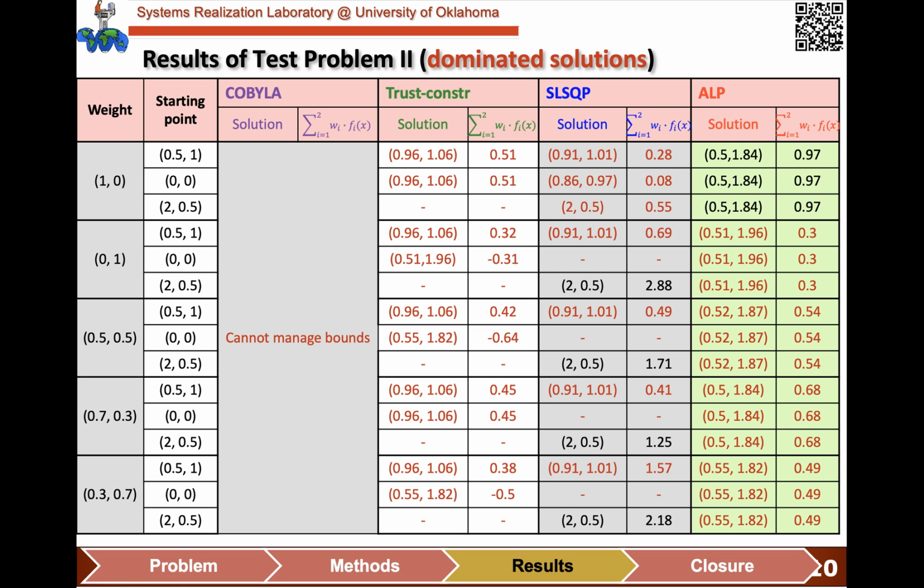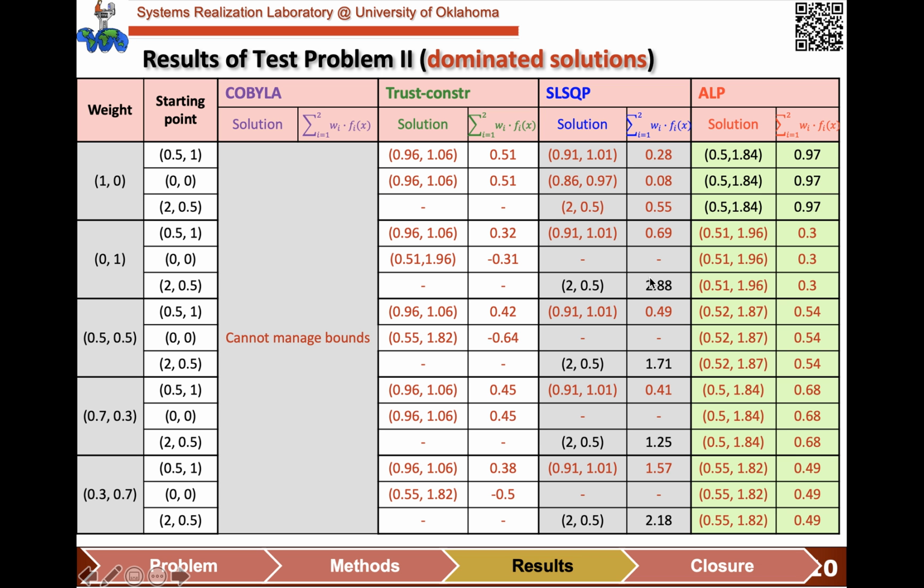Implementing the problem, we see in the results that COBYLA cannot manage bounds for a non-convex problem. And trust-constr and SLSQP sometimes cannot return a feasible solution for the ones with a hyphen in them. Some solutions either violate constraints or bounds, or there are no solutions at all. But ALP again can always return a feasible solution, is insensitive to the starting point, and most of the time is good enough.